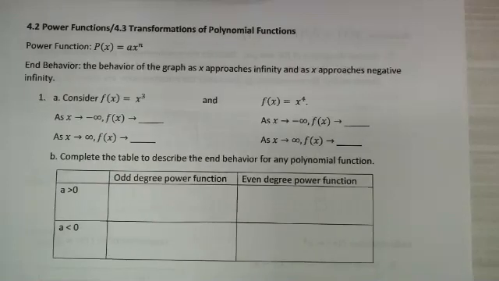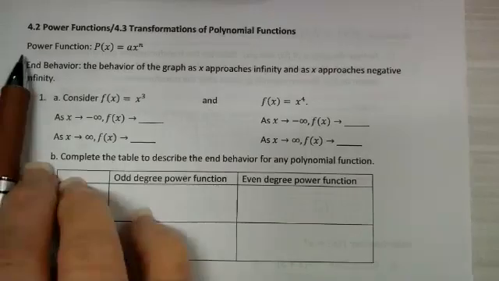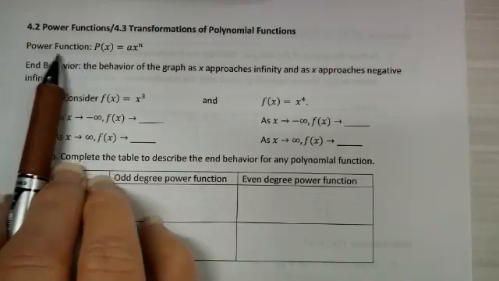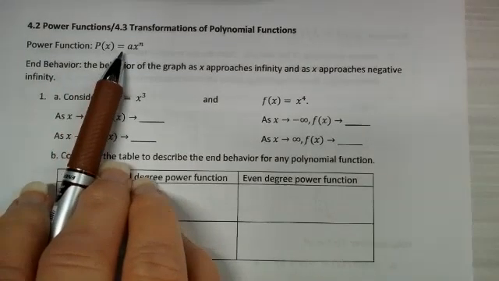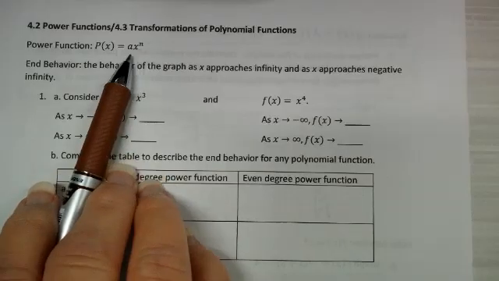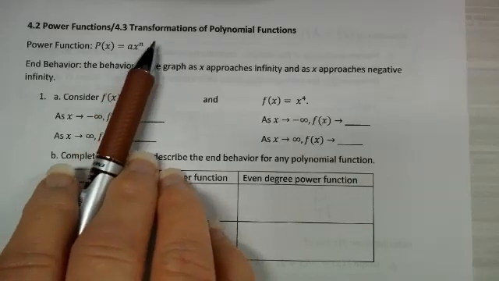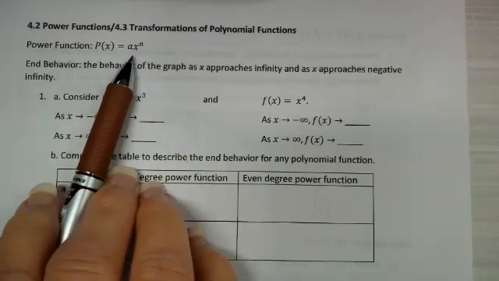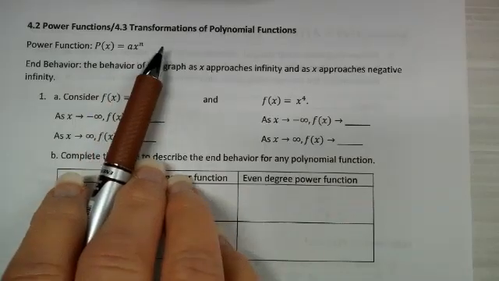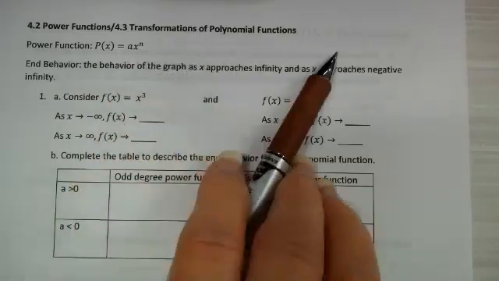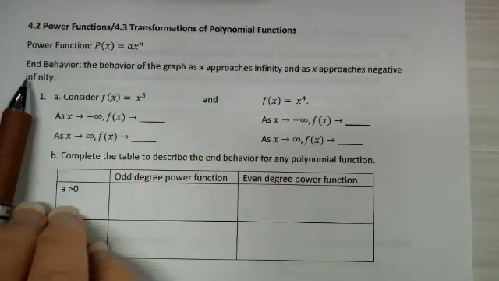We're going to talk about power functions and transformations. So we're going to start by defining a power function. A power function is defined by ax to the n. So this could be x to the second, x to the third, x to the fourth, x to the fifth. We've already done quadratics. We've entered into cubics, and we can even get powers higher than 3.